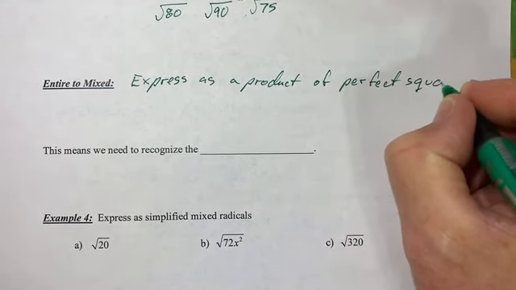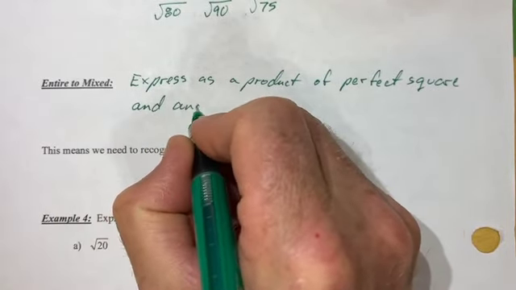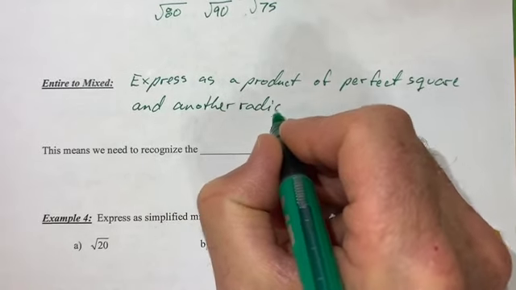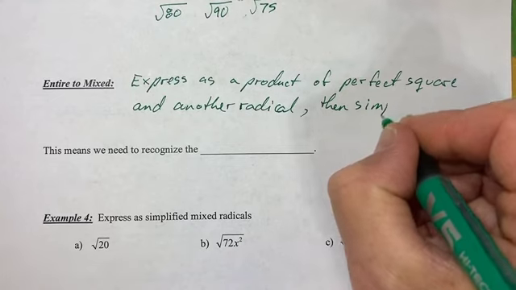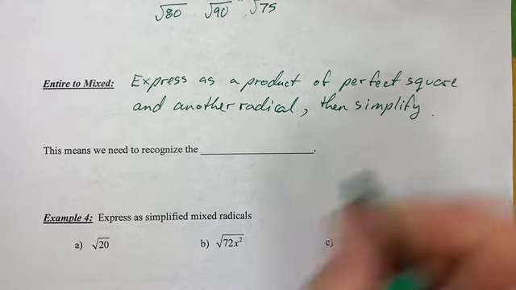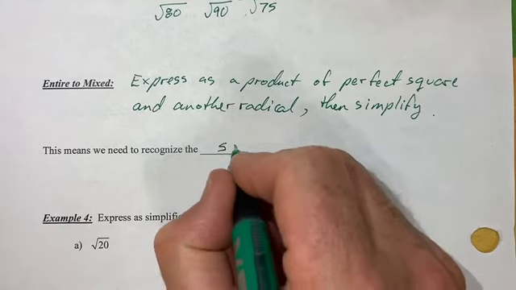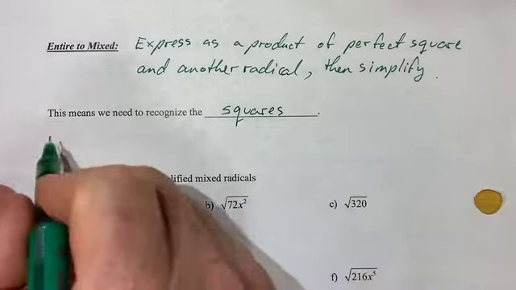So a perfect square number and another radical. Y, another radical. Then I'm going to simplify. What do you mean? Let's try it. This means you need to recognize your perfect squares. So what are the perfect square numbers? Remember those ones that we keep saying, oh, remember these, you're going to recognize them.